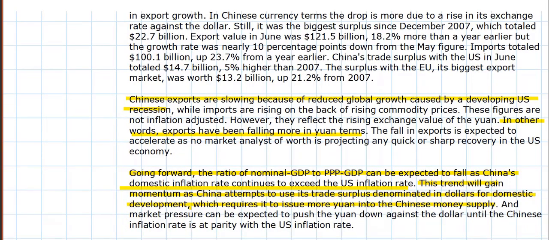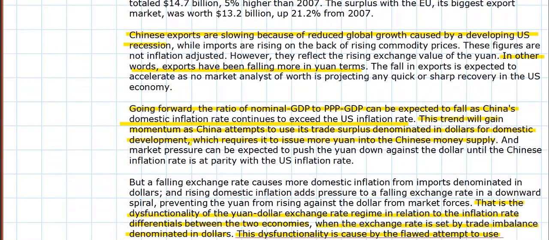Chinese exports are slowing because of reduced global growth caused by the developing U.S. recession. That's true. While imports are rising on the back of rising commodity prices. These figures are not inflation adjusted. However, they reflect the rising exchange value of the yuan. In other words, exports have been falling more in yuan terms. The fall in exports is expected to accelerate as no market analyst of worth is projecting any quick or sharp recovery in the U.S. economy. And it hasn't.